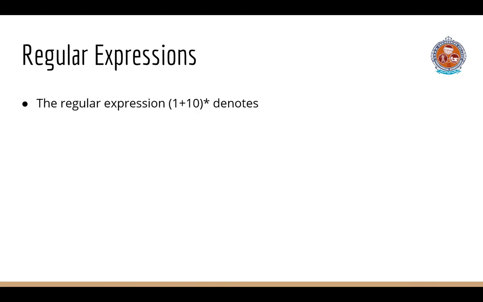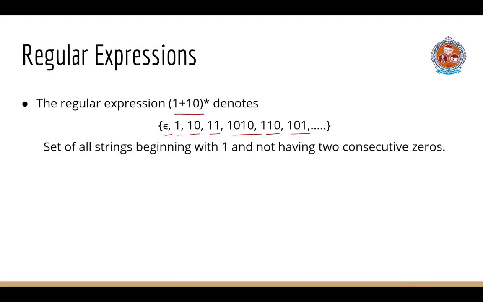Now, what does the regular expression 1 plus 01 whole star denote? So simply the strings generated by 1 plus 01 whole star are epsilon, 1, 11, 101, 1101, 10101, and so on. In this way it can generate different strings. So if you see here, all the strings are beginning with 1. And if you identify clearly, here there are no two consecutive zeros. So the language of this regular expression will be set of all strings beginning with 1 and not having two consecutive zeros.